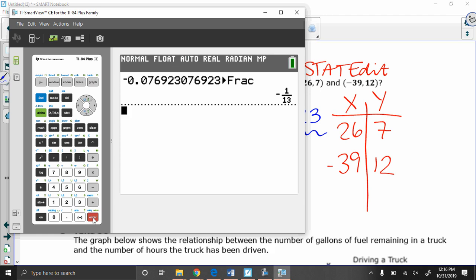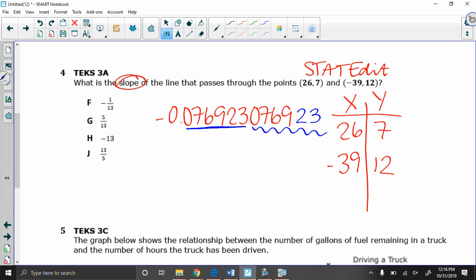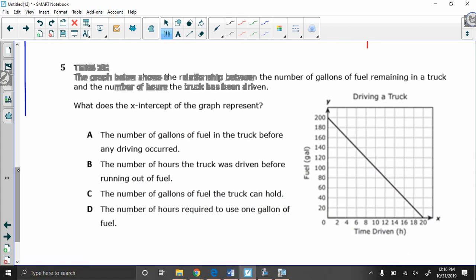If we were to not finish this pattern, so just typing in a number like 0.76923 on the calculator, and we did the same thing trying to turn it into a fraction, it would not turn it into a fraction because, again, the pattern was not complete. But for our final answer, we get negative 1/13.